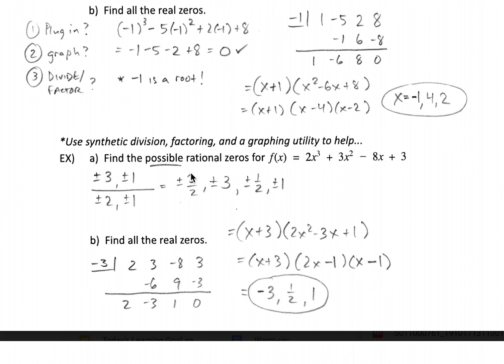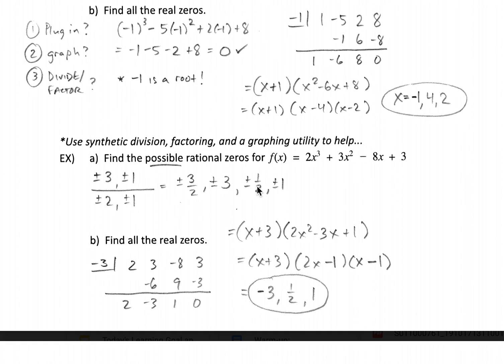It's not necessarily in numerical order, but that's a way that I can stay organized. So ±3 divided by ±2 is ±3/2. And then if I divide 3 by 1, I get ±3. Done with 3, I'm going to move on to 1 and divide it by all the bottoms. So 1 divided by 2 is ±1/2, and 1 divided by 1 here is ±1. So we got 8 different possible rational zeros.